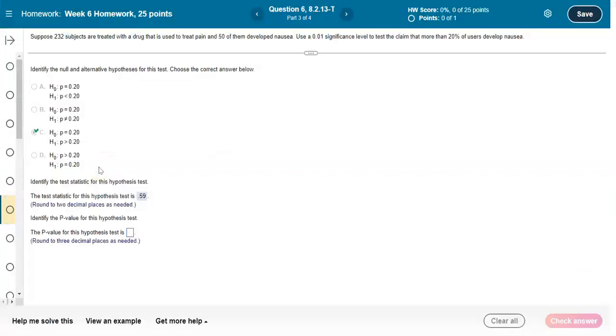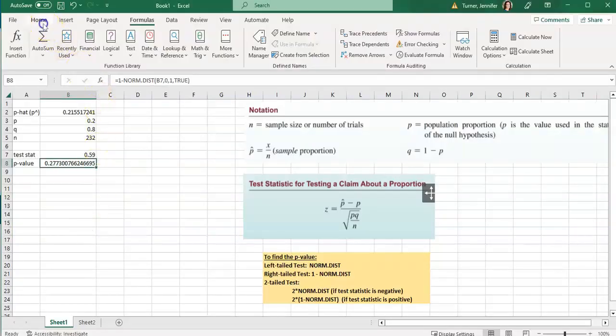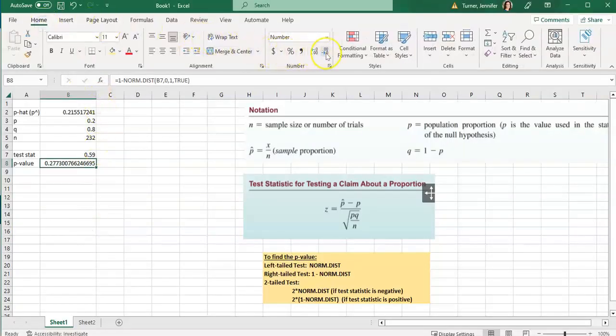So let's go back to our question and see how many decimal places we wanted. This said to round to 3 decimal places. So again, we can come here to the Home tab, and way over here, this button right here will decrease. We just keep clicking until we have the number of desired decimal places. We wanted 3, so here's 3. 0.277 will be our p-value.